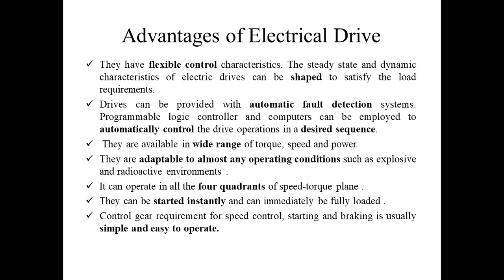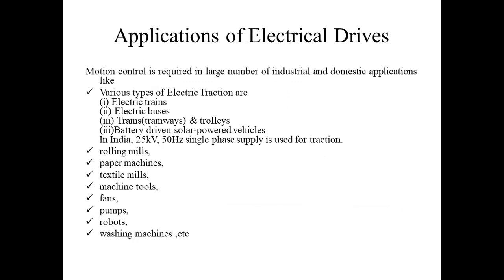It can have four quadrant operation. We know that four quadrant operation is forward motoring, forward braking, reverse motoring, and reverse braking. So all four quadrants of the speed torque plane are possible using an electrical drive system. It can be started instantly and can be immediately fully loaded. Unlike other systems, you can start the electric motor instantly and load it suddenly also. The control gear requirement for starting and braking is usually very simple and easy to operate.